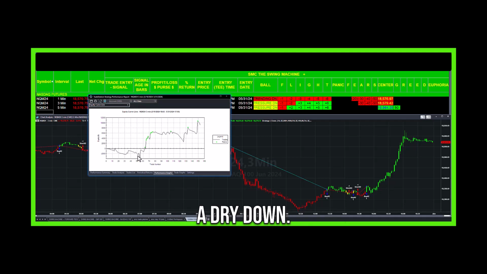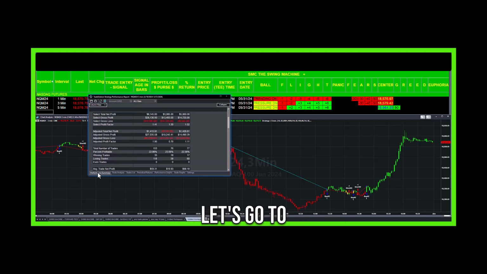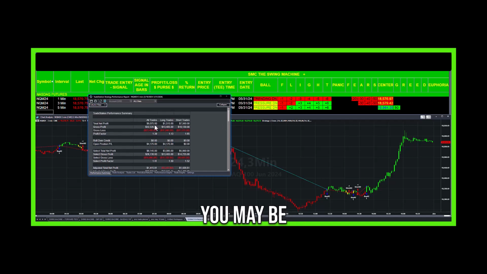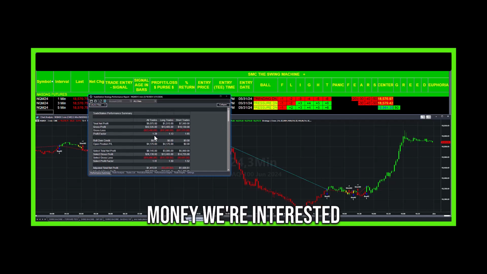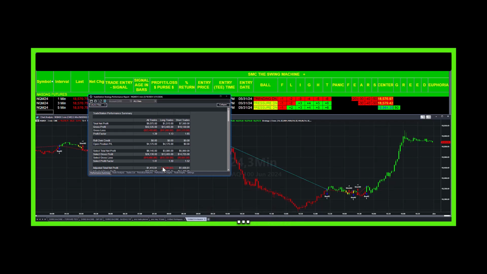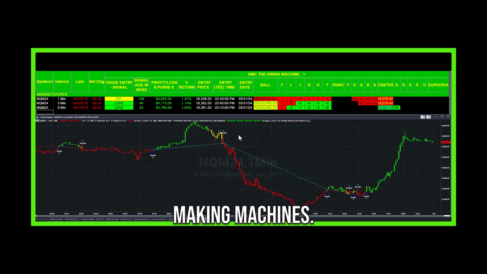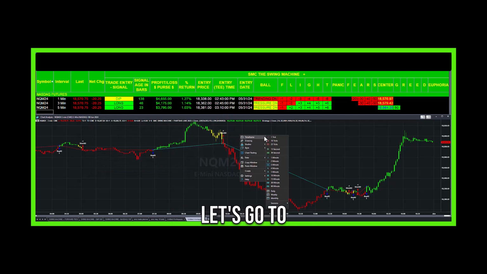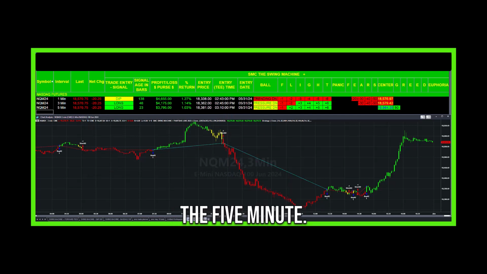We had a little bit of a drawdown. Here it is, the total. And you may be interested in the money. We're interested in the profit factor. And the profit factor means we're making $1.39 to $1.50 for every dollar that we expend. We become money-making machines. And lastly, let's go to the 5-minute.